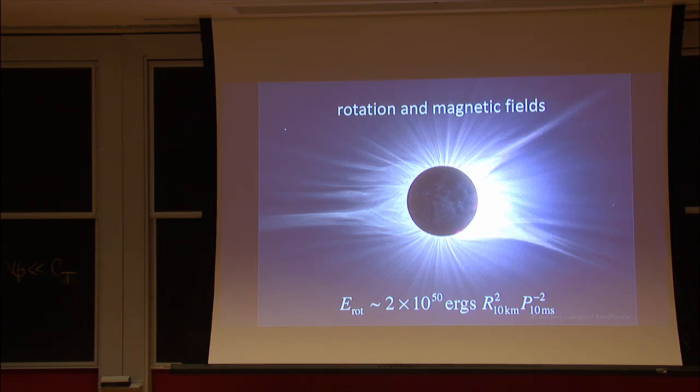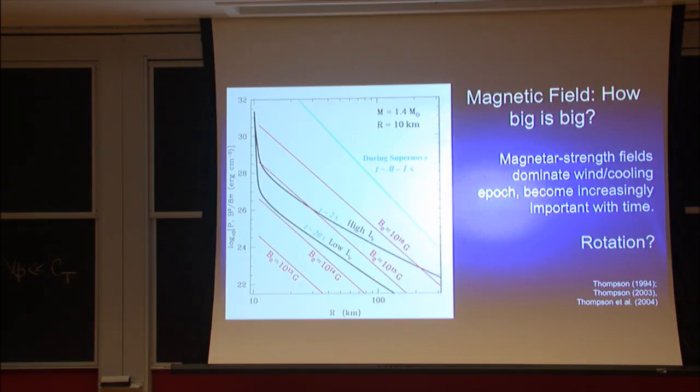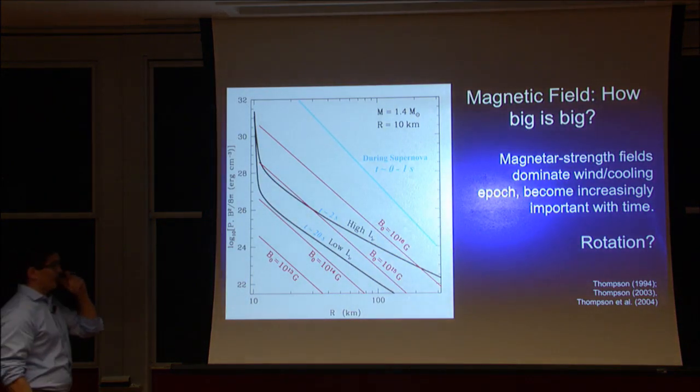People have been using rotation and magnetic fields to do things like that. Maybe we can do it in this context. The question is, how big would B need to be? And this gives you a plot of that.